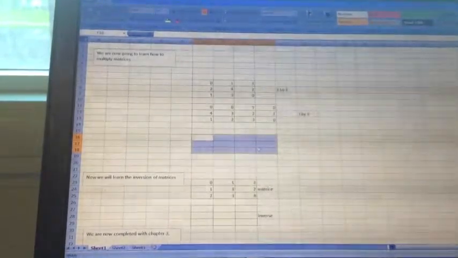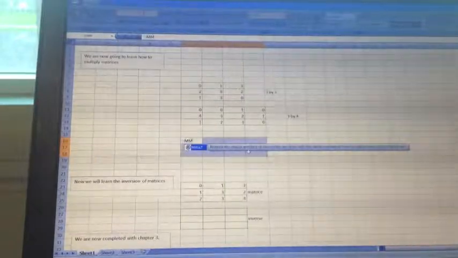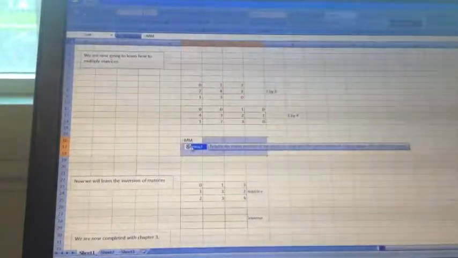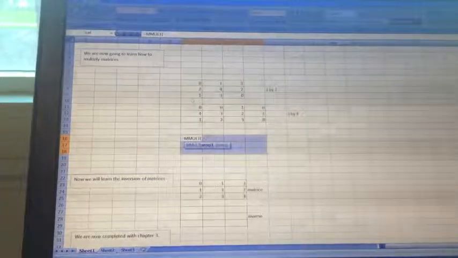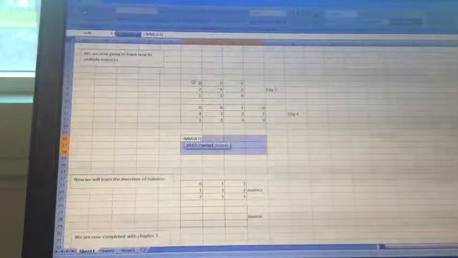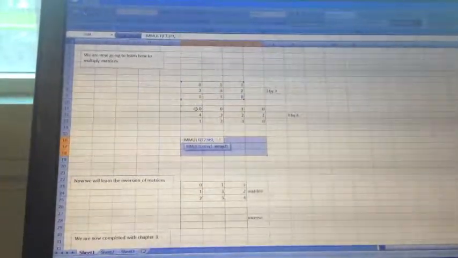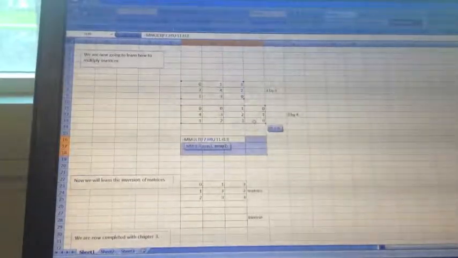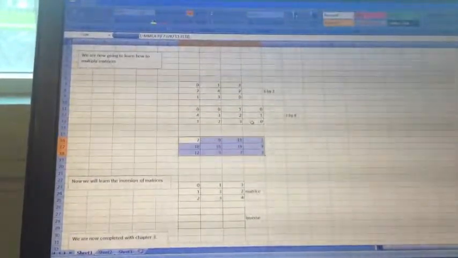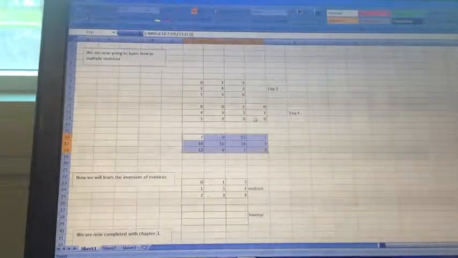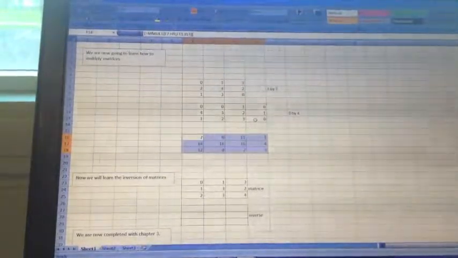And then we're going to hit equal sign. Then we're going to hit MM, which is mult. We're going to click it. And then what we're going to do is we're going to take our first matrix, we're going to highlight it, and then we're going to hit a comma. Then we will take our second matrix and highlight it, and then we're going to close our parentheses. We're going to hit Control, Shift, and Enter. And there is our solution for multiplying a matrix.